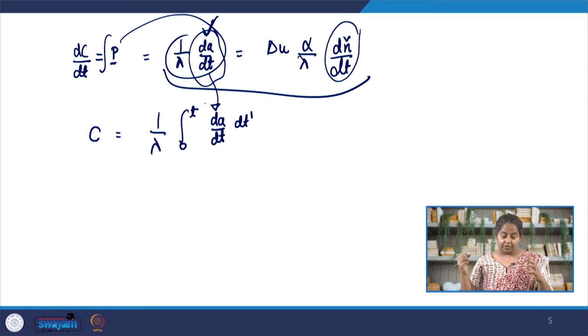Now, as I mentioned, the author has noted that lambda seems to be constant. So, we took the constant out. Okay. Then this can also be written as this.